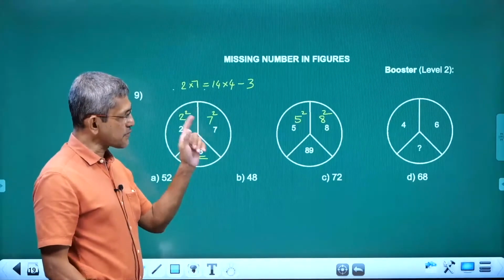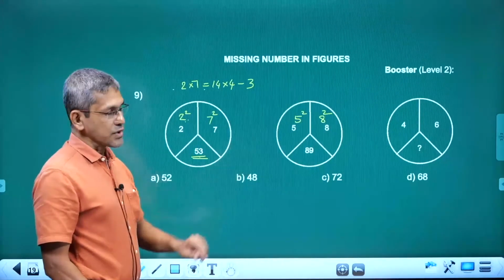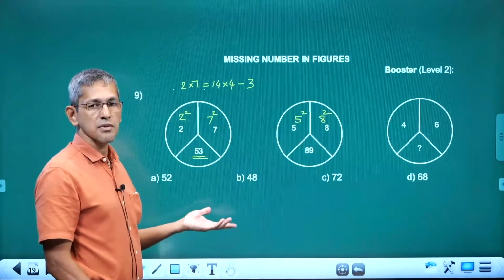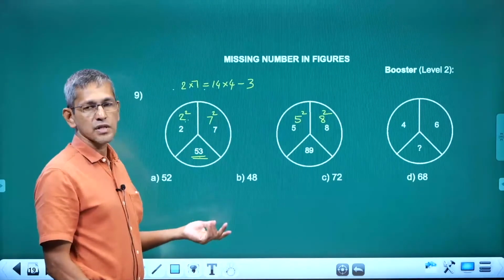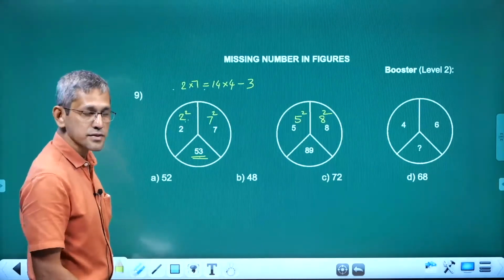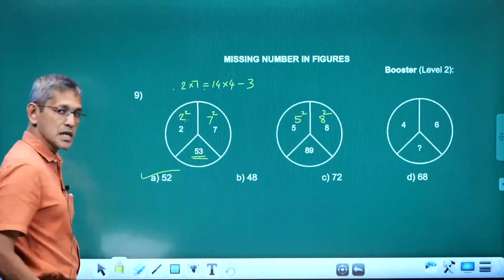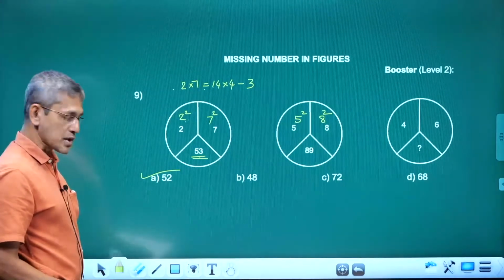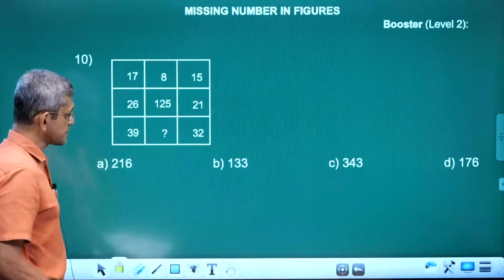Last one, it must be 4 square plus 6 square. 6 square is what? 36. 36 plus 16. 36 plus 10, 46. 46 plus 6, 52. Alright, so answer must be 52. It's right here. Done. So we have done 9 questions. So let's go for the 10th question.